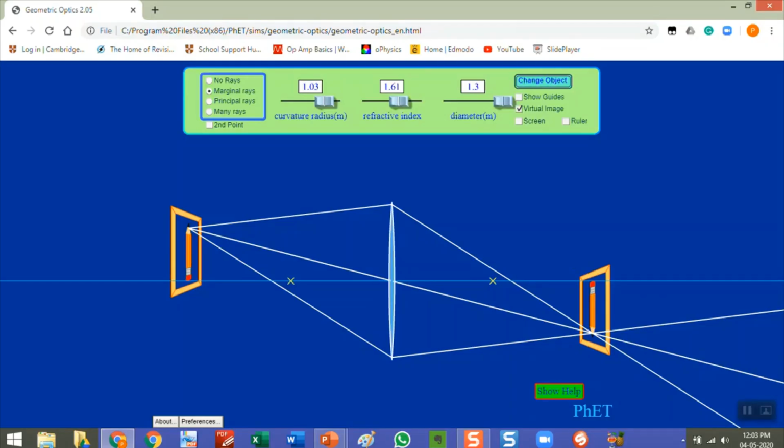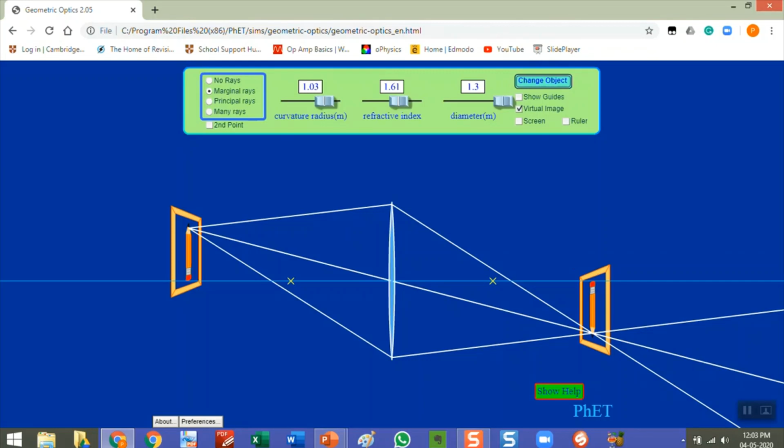Now what we have here is a simulation from PhET Simulations. We see the object on the left, it's a pencil, so ignore the frame, and we see the image on the right. We see the crosses where the focal points are, and now what we will look at firstly is the diameter.